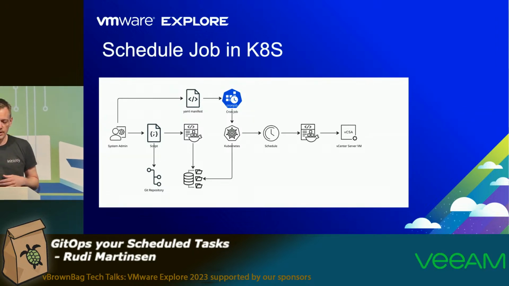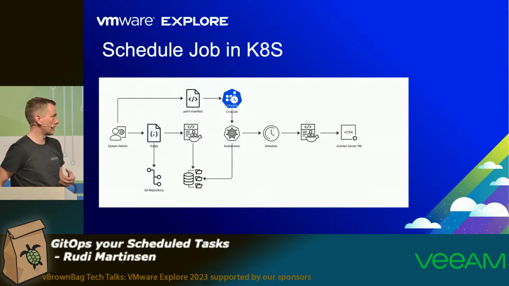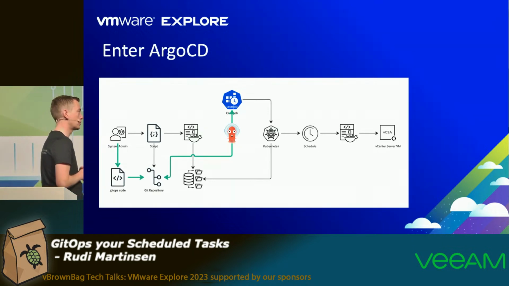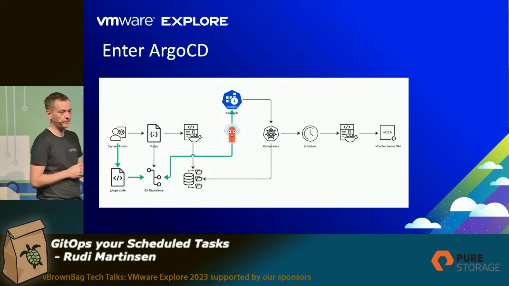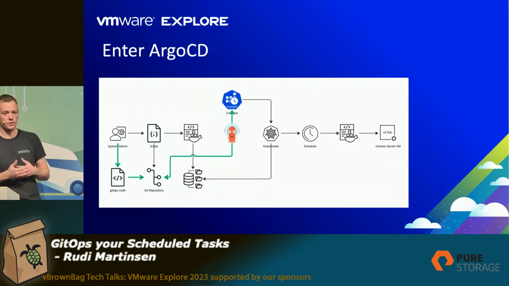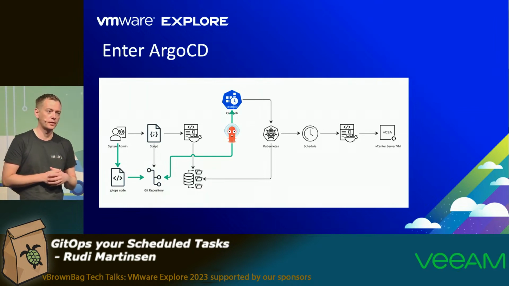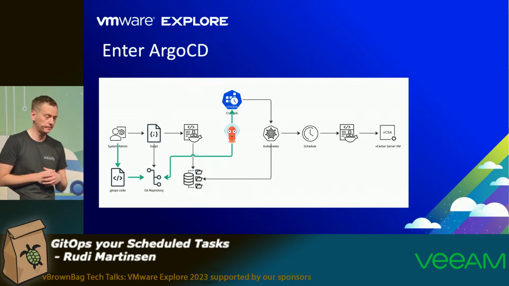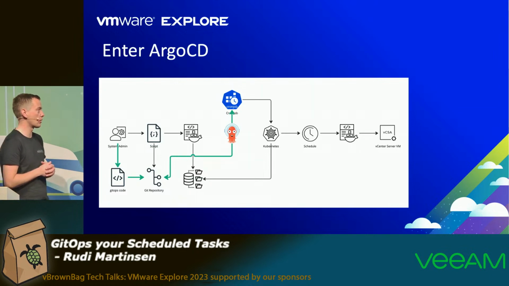But instead of us manually creating that job and making sure that it exists in the Kubernetes cluster, we are going to use a tool called Argo CD. There's also other alternatives. If you are running Tanzu, you can use the Flux CD, which is a part of the Tanzu package repository. But internally, we are using Argo CD.